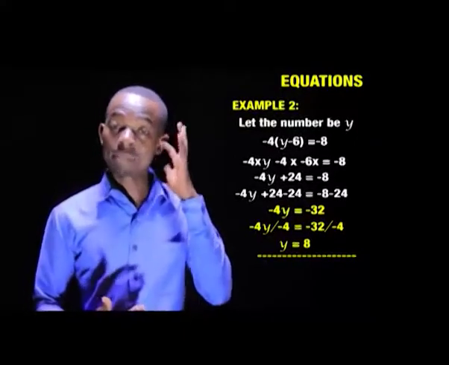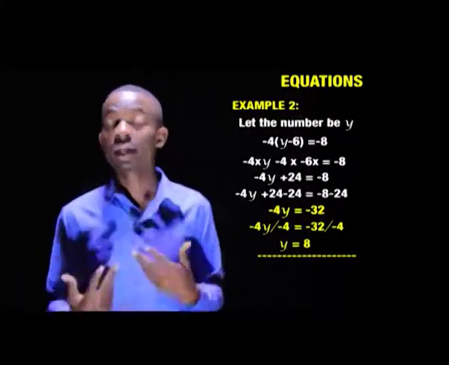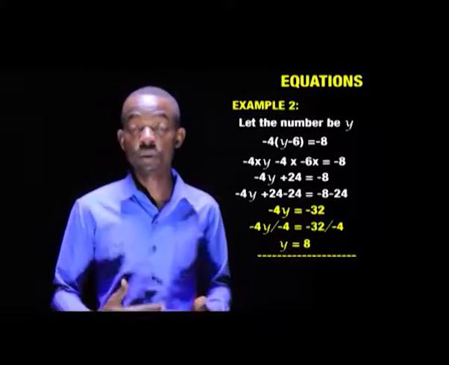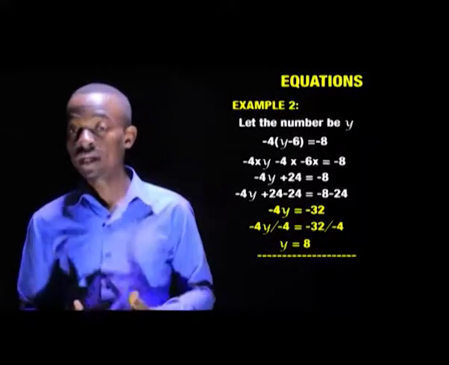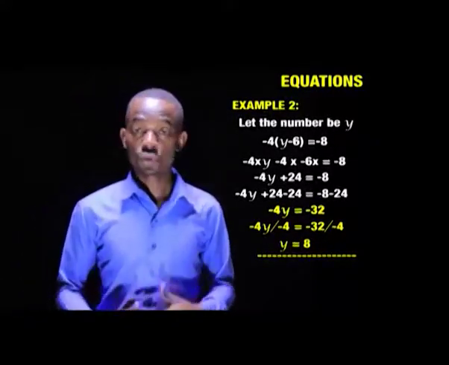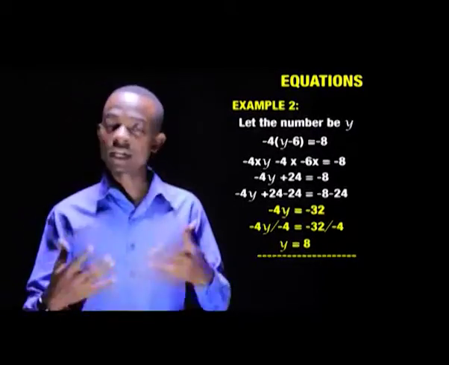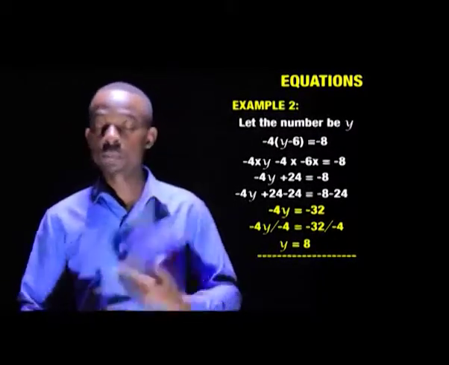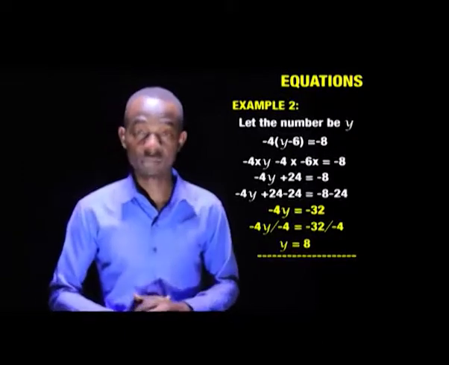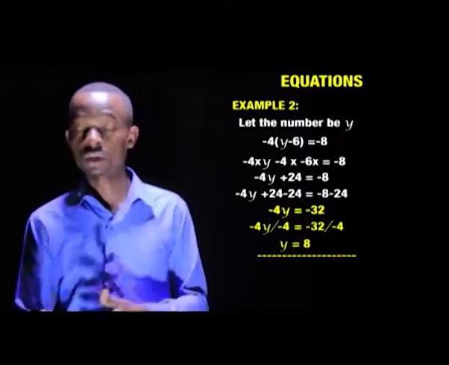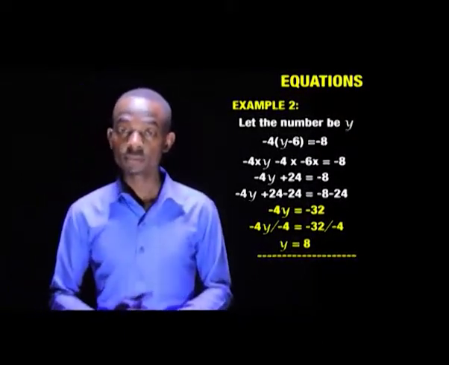So that means the number I thought of was 8, because I let my number be y, and I've solved y and got my value as 8. So that is how we solve equations. Maybe I can leave you with one question to help you practice and understand these things deeper. So perhaps you can write this question somewhere.